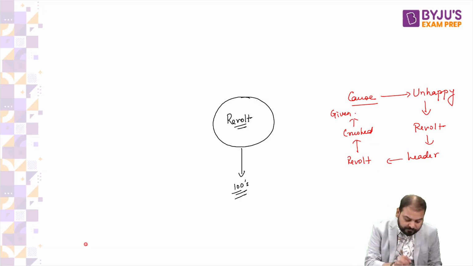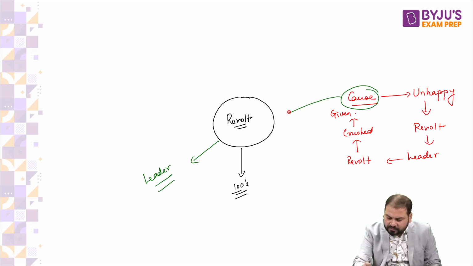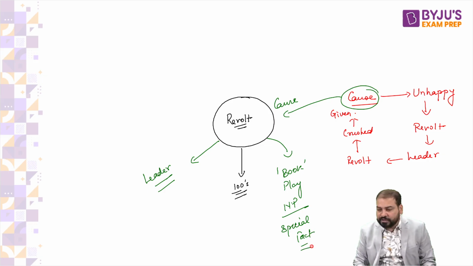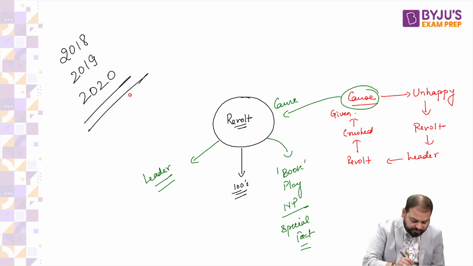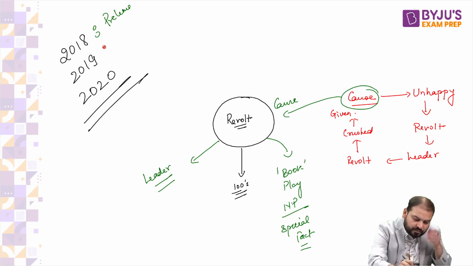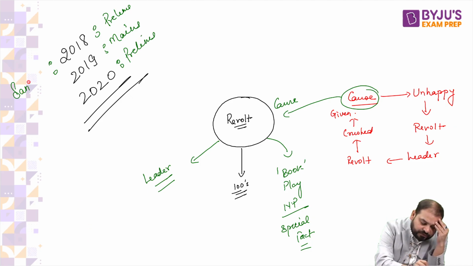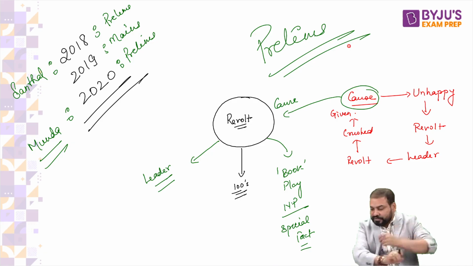So in this chapter, our focus would be, if possible, remember the name of the leader. Cause would be usually easy. Any book, any play, any newspaper, any special fact about that. Getting my point? And those who are asking, this chapter in the last 10 years has given 3 questions: 18 prelims, 19 mains, 20 prelims. 18 was on Santal, 20 was on Munda uprising. Everyone, this is a chapter, I would say, more for prelims, nothing else. This is more for prelims.